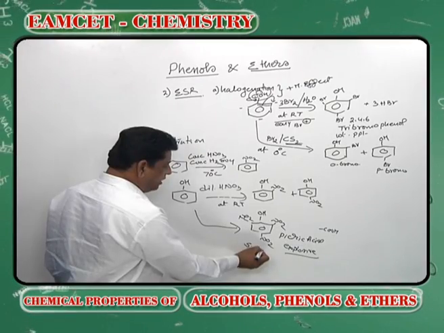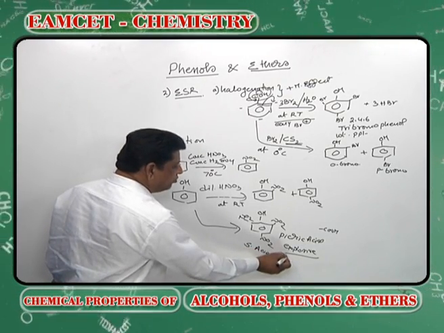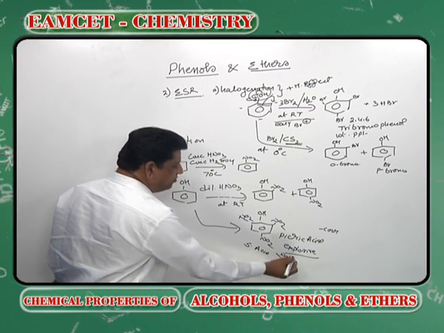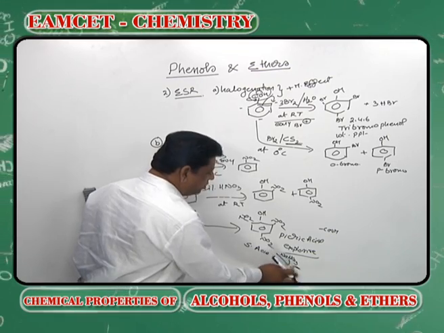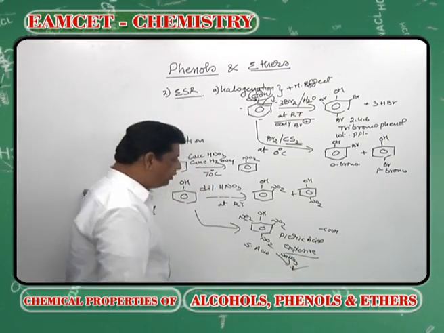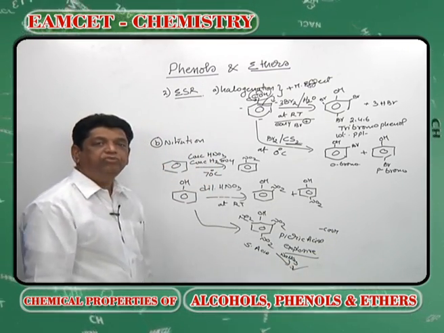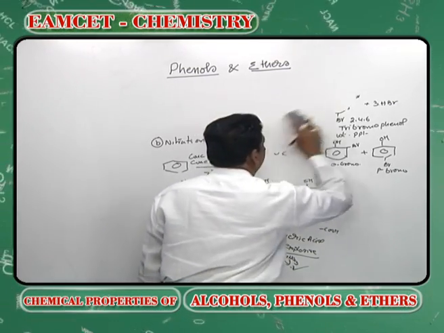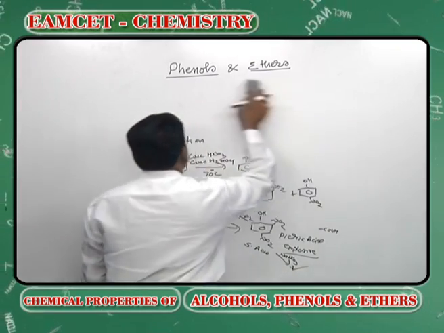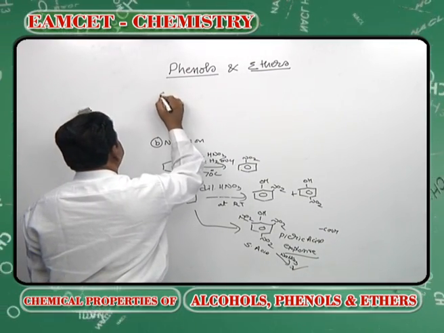It is a strong acid and it is able to react with the sodium bicarbonate also. Just now we said phenol will not react, but this reacts. Unlike the phenol, this compound is going to react. That shows it is a strong acid, right? Now, similarly, sulfonation. Sulfonation also with the sulfuric acid takes place at ortho and para.